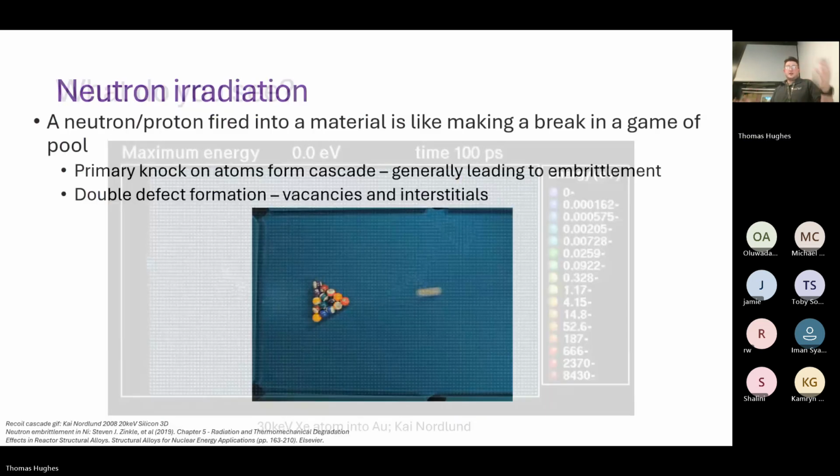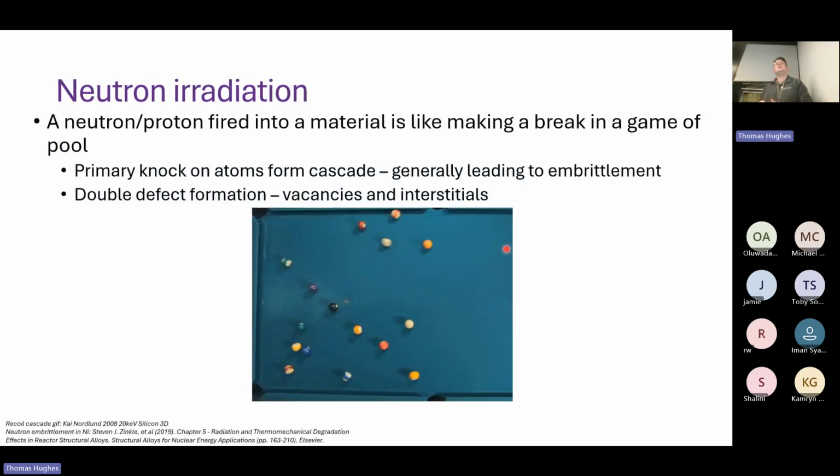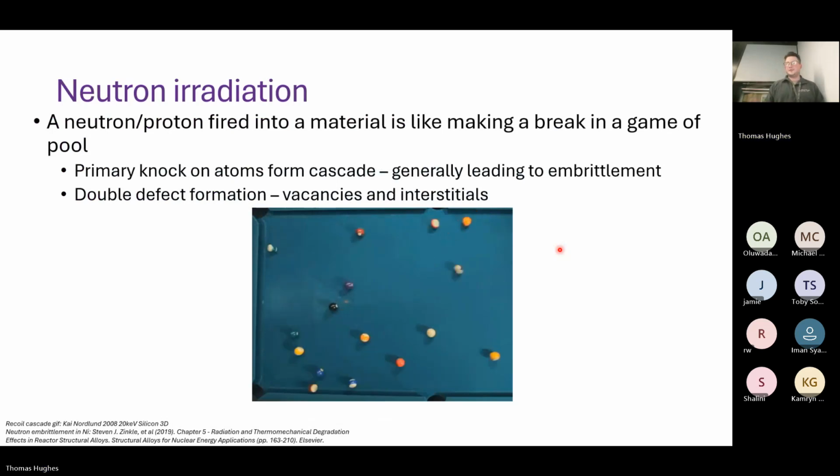So neutron irradiation, so neutron or a proton. Basically, it's like making a break in a game of pool. If your pool cue is your incoming neutron, and the white ball is the first atom that it hits, the primary knock-on atom, then it hits the rest of your nice lattice, they all form a cascade. And then this will generally lead to embrittlement because you've got lots more point defects in there, which are making it more difficult for the material to deform.